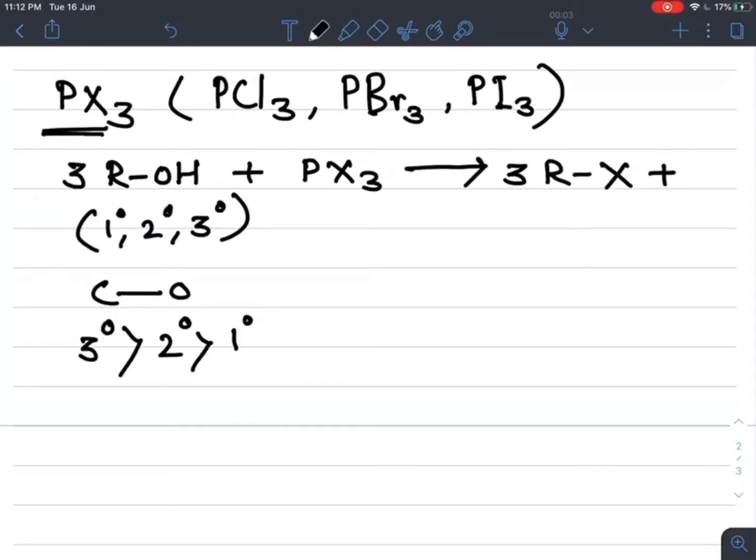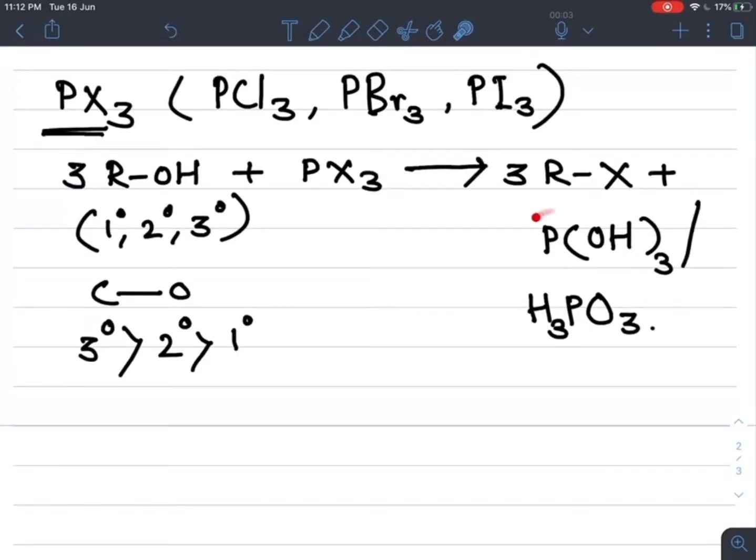what is the byproduct? Here see, these 3 OH replaced from this alcohol, 3 OH combine with this phosphorus. So we get the byproduct, that is P(OH)3, phosphorus acid. Or we can write it as H3PO3. So this way also we can write phosphorus acid, H3PO3. The meaning for both is the same. Either we can write P(OH)3, or simply we can write H3PO3. So here we get alkyl halides.